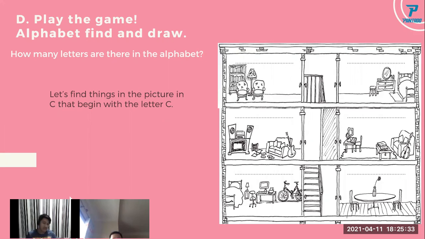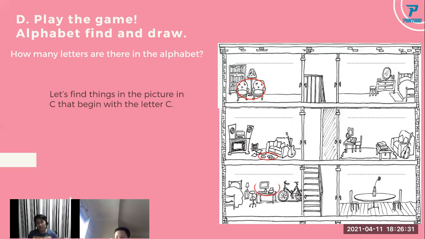What did you say? Clock. I don't have a clock in this picture. There is no clock here. CD? Yeah, CD, that's correct. What else? I didn't know. Sorry, what is it? What about carpet? Carpet. What does carpet mean? Okay, carpet. This one. Carpet. Oh, yes. Okay.